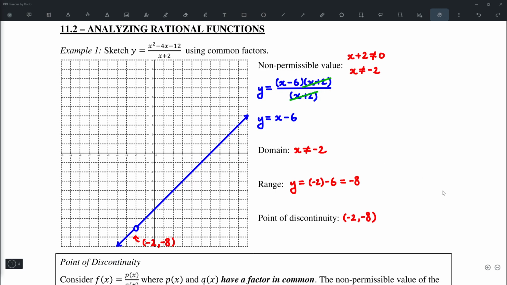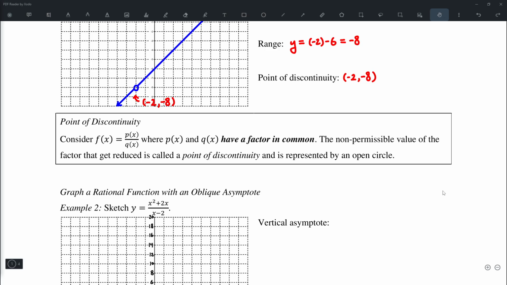Okay, so next we have just a definition of the point of discontinuity. If we have a rational function, as we did in example 1, where both the polynomials have a common factor, then the non-permissible value of the factor that gets reduced is called a point of discontinuity, as we saw with negative 2 and negative 8.